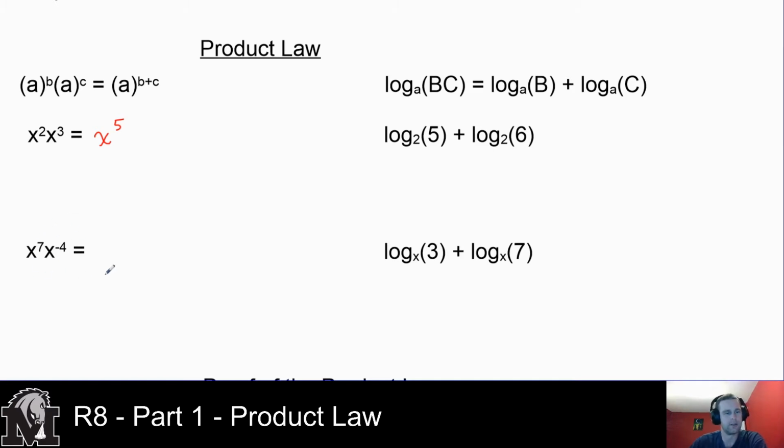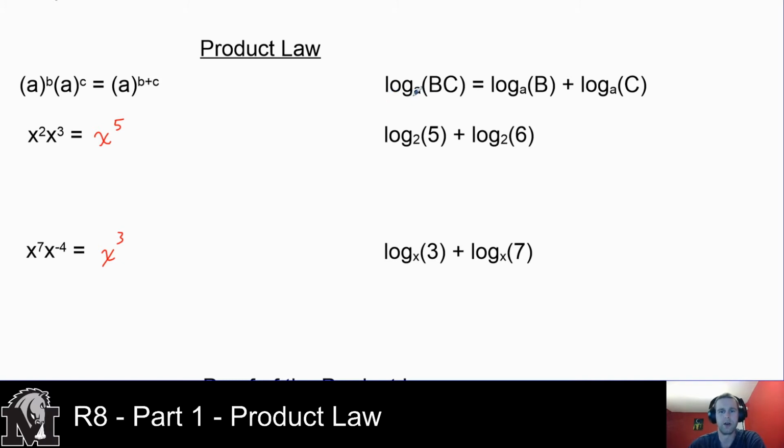Likewise, we do the same thing down here. So x to the power 7 times x to the power negative 4. So 7 plus a negative 4 is x cubed. So this is really an exponent law. There's also a logarithmic law for this situation.